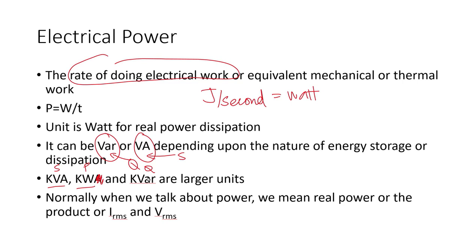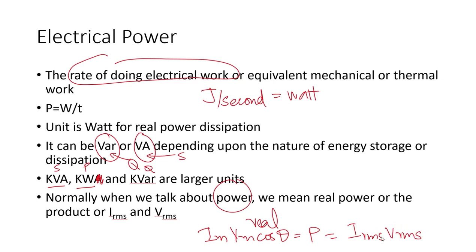Okay. After that, we normally talk about power as the real power. For that sense, we either multiply the maximum current and maximum voltage by the power factor, or we simply multiply the current and voltage responsible for producing heat, and these voltage and current are known as the root mean square values of voltage and current. So P can be IRMS VRMS, or it can be I max Vmax cos theta.